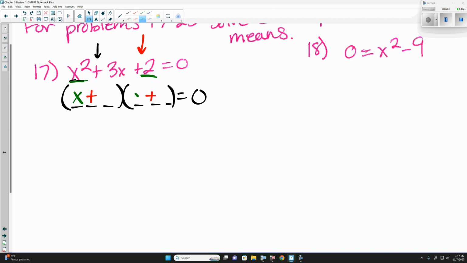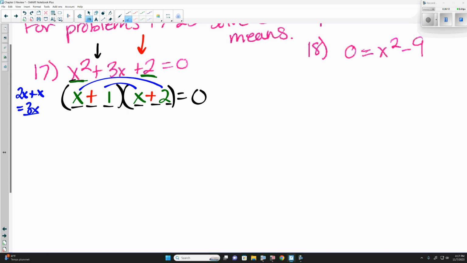Factors of x squared are x and x. Factors of 2, 1 and 2. There's only one for each of these here. Now the next thing we can do is check and make sure we factor this correctly. X times 2 is 2x. 1 times x is plus x. 2x plus x is indeed 3x.